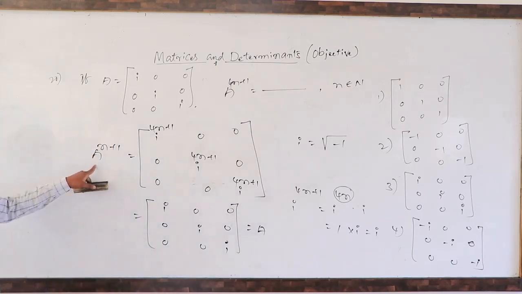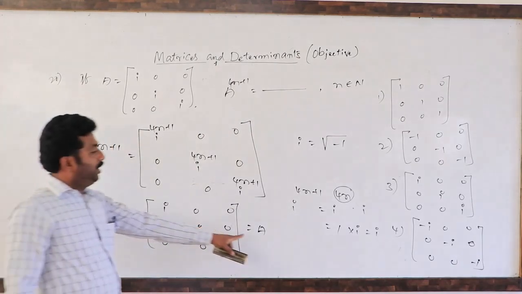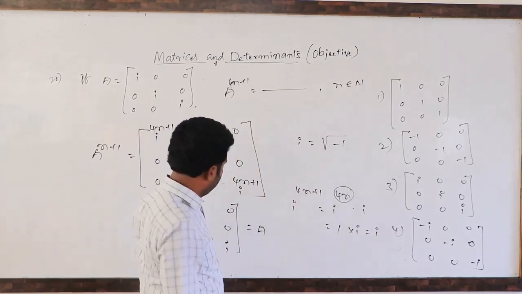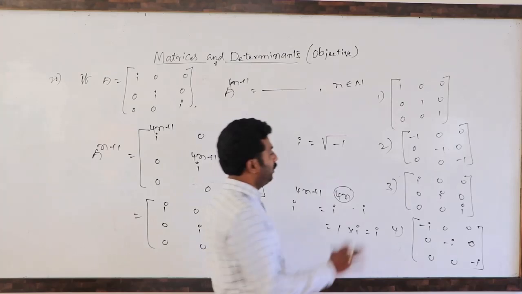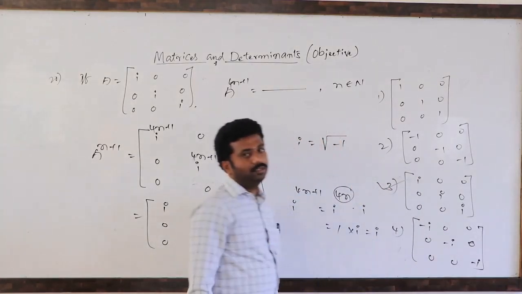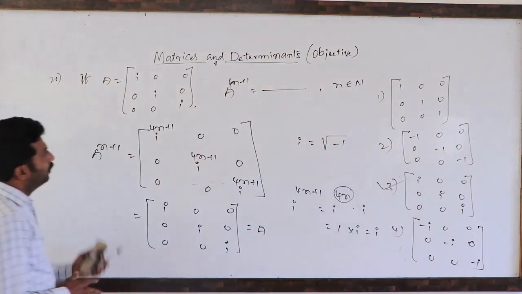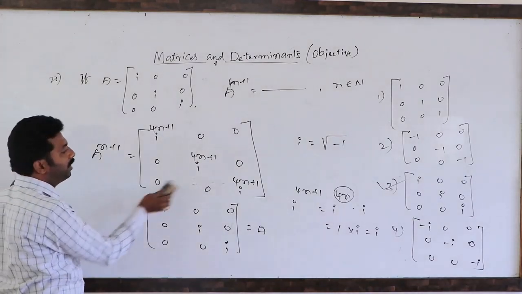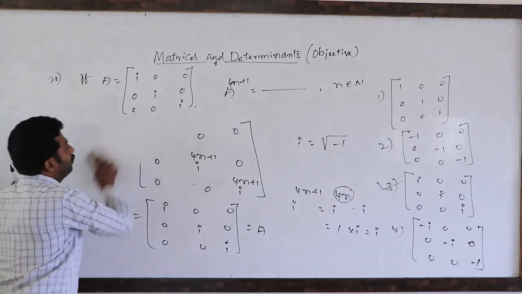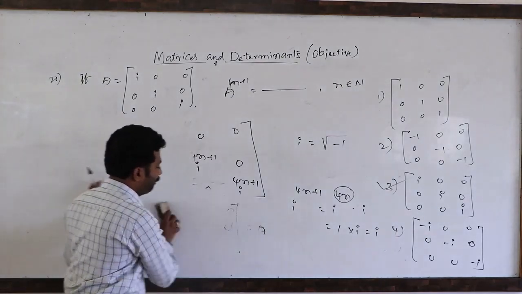So A to the power 4n plus 1 is nothing but A. Among the 4 options, the one which is A is the third option. This is also from mathematical induction, or you can solve it like this also. That is the answer. Next.